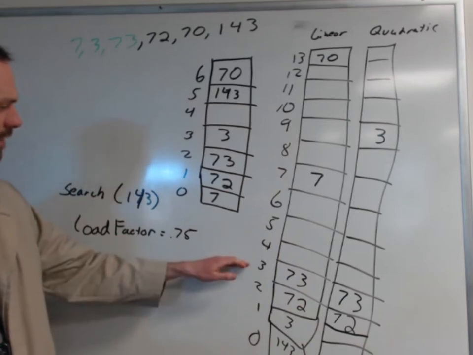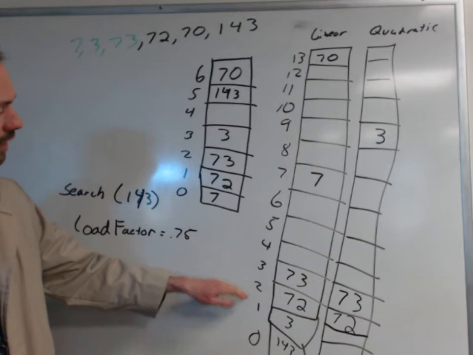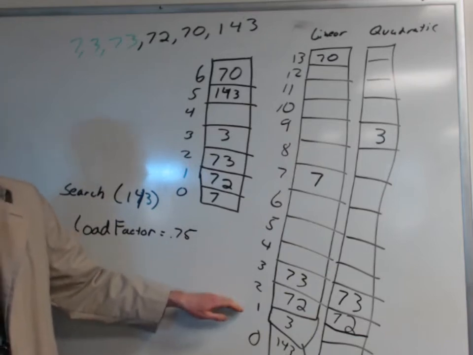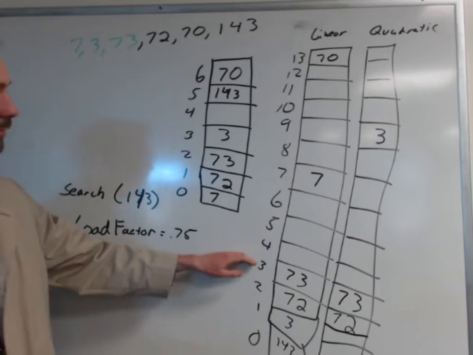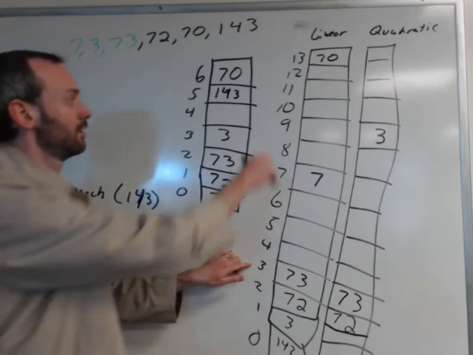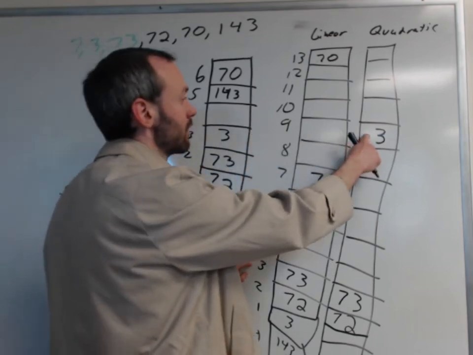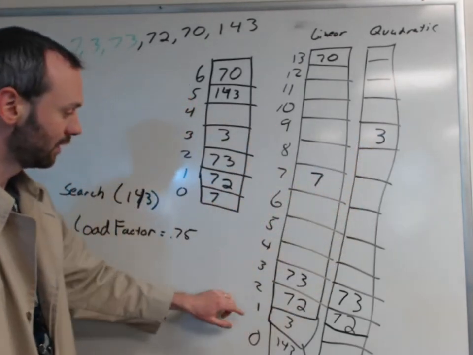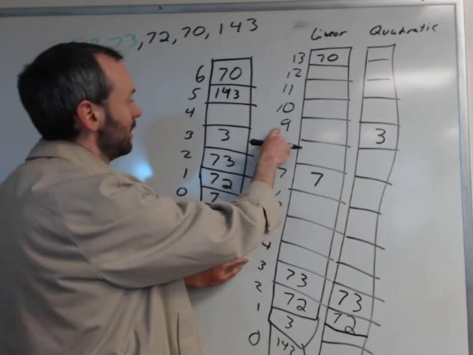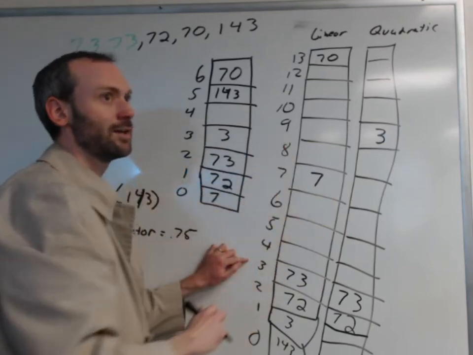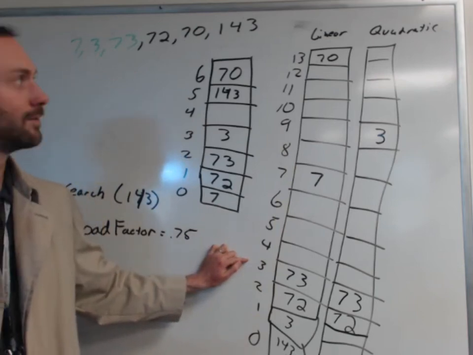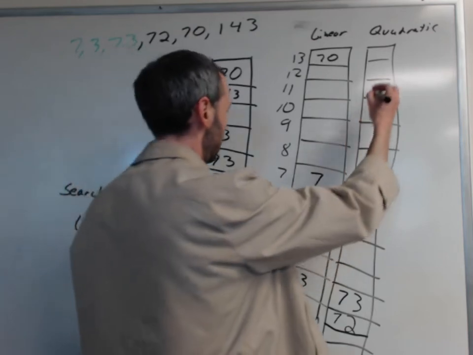So 73, I think we said would still go there, 72. 3 would still resolve the 3, but we're not going to go to the next value like we would with linear probing. I'm just saying we're going to square what the index was and go there. So it goes up to 9 and then puts the 3 in there. All right, great. 143, that would also resolve to 3, so go to 9. It's already there. What's 9 squared? 81, which is what? 11 mod 14? All right, sure.